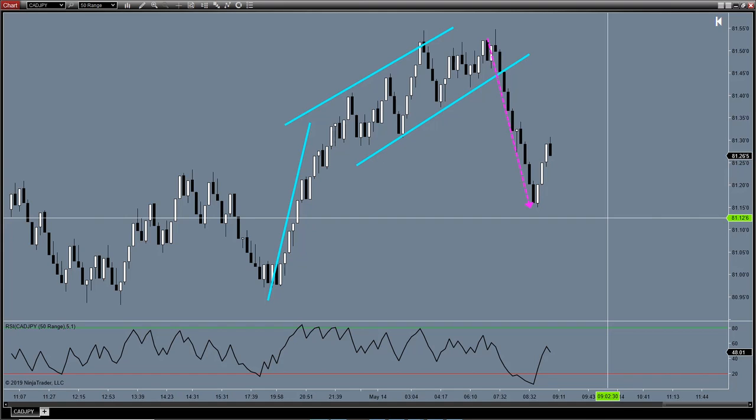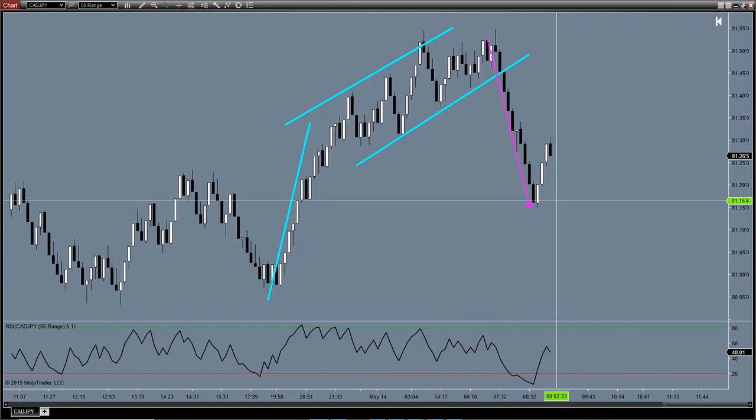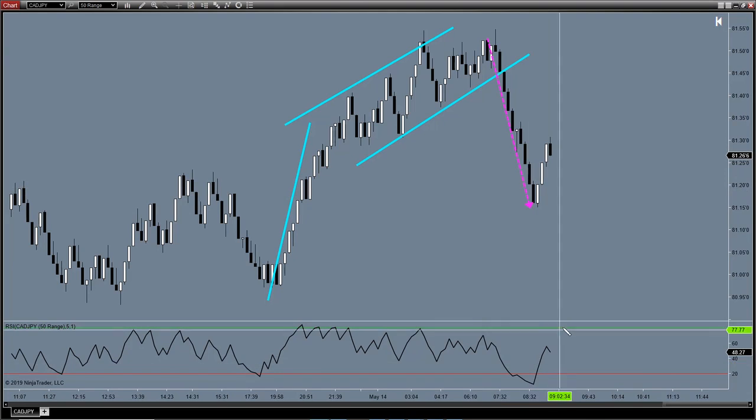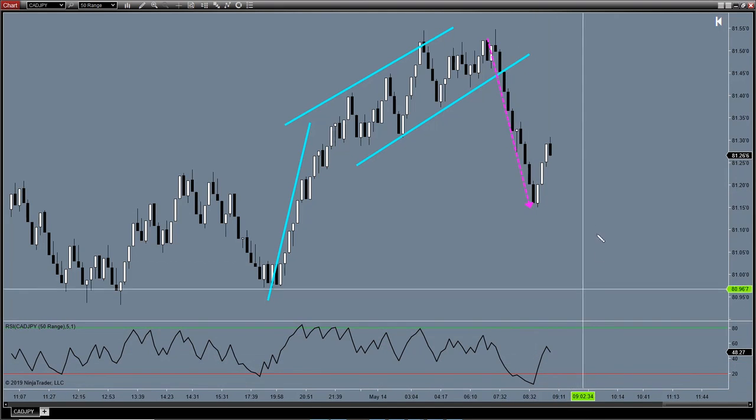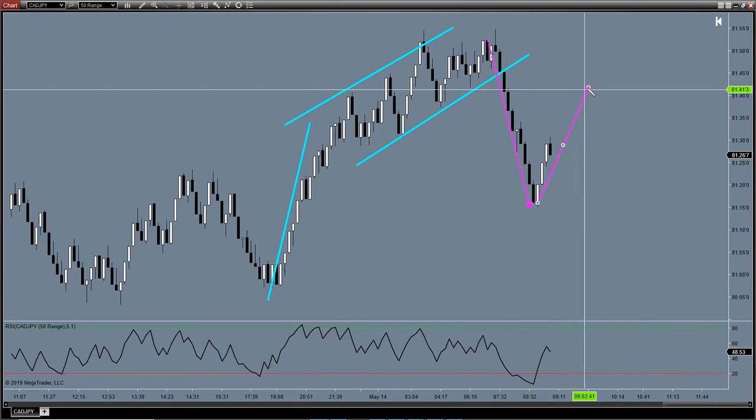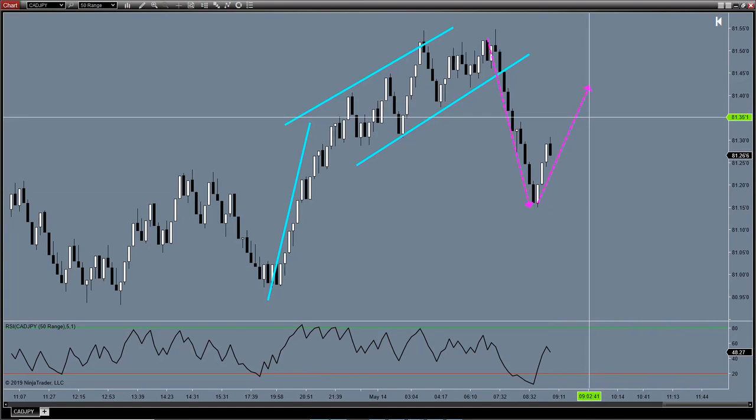RSI swap. Yep. So on a pullback, we get a direct move from oversold to overbought. That would be a positive sign here. That would be a positive sign.